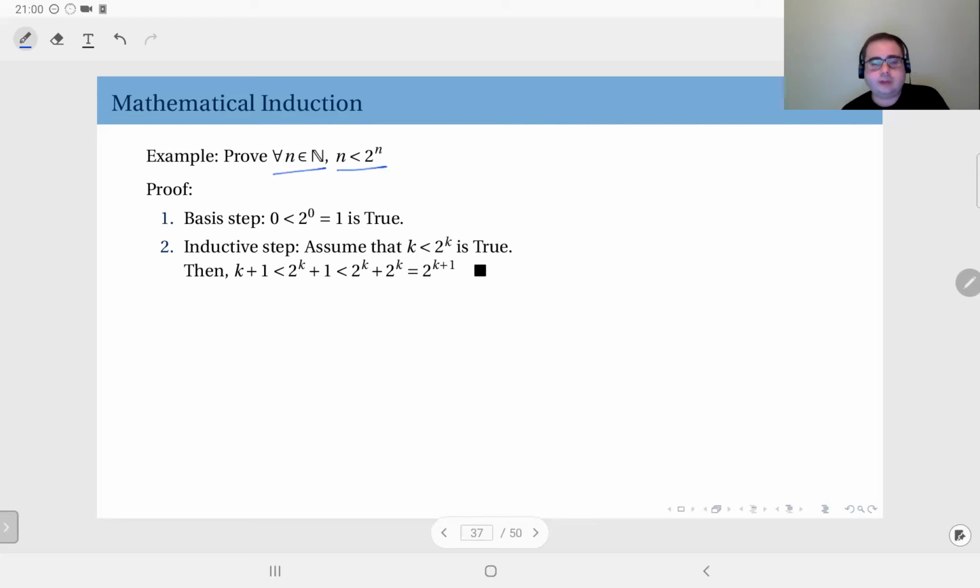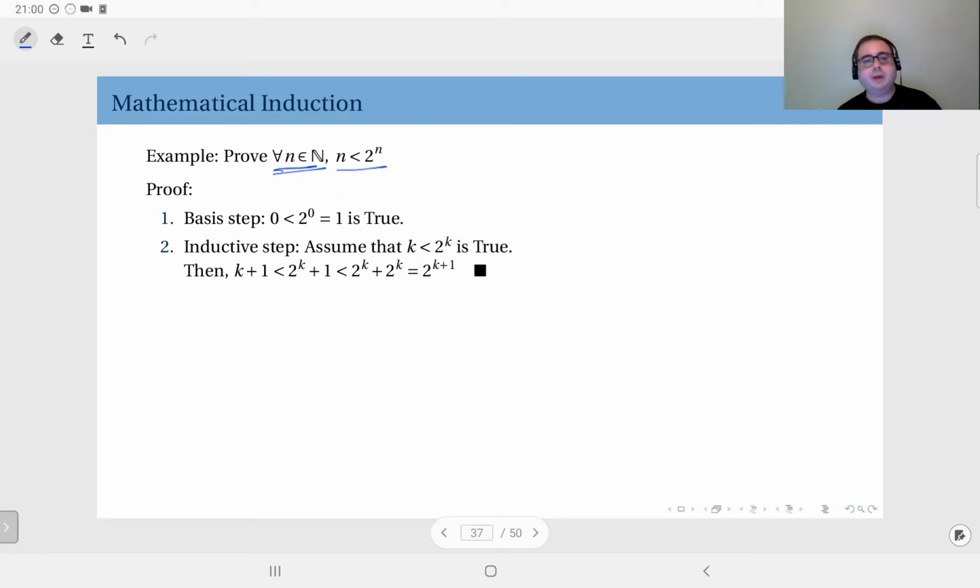Now, for the basis step, we are going to start with 0, since the proposition includes all natural numbers and 0 among them. Therefore, we are going to set the basis step for n equals 0, and clearly 0 is less than 2 to the power 0, which is 1. So basis step is verified.